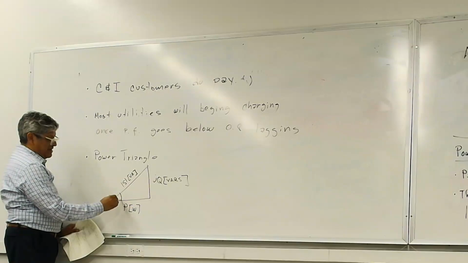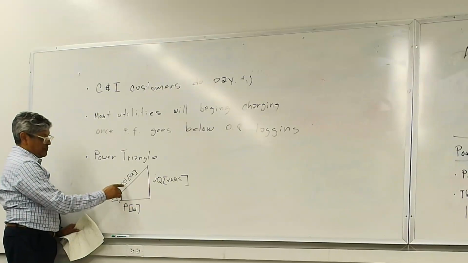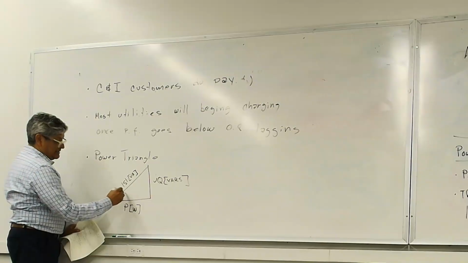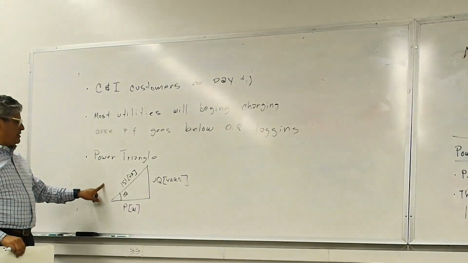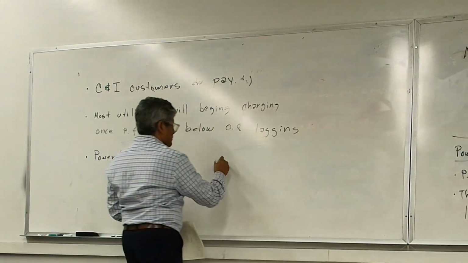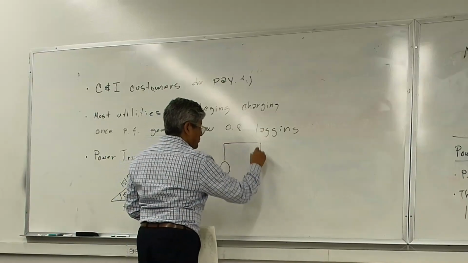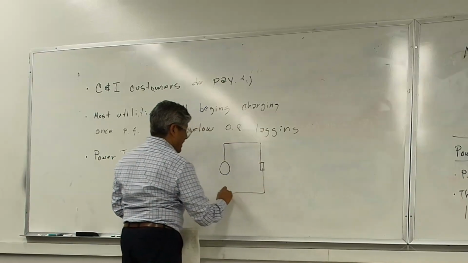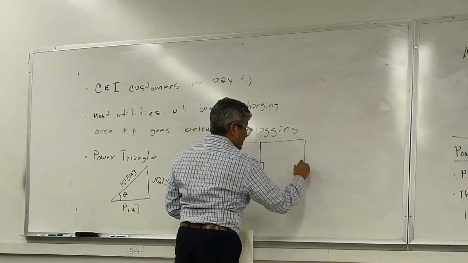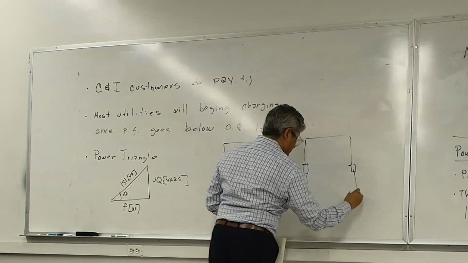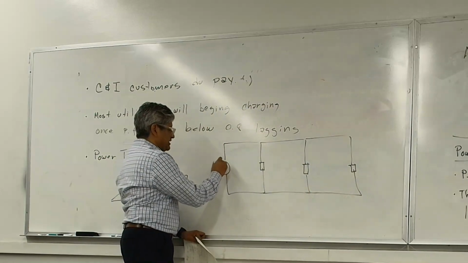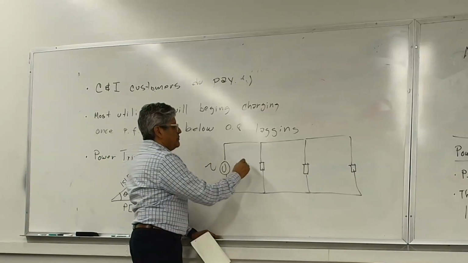And then this angle between the real power and the apparent power magnitude is theta, which is the angle between the voltage and current. So they kind of repeat. That's the power triangle. So we'll do this numerically. You can have a circuit or a system feeding, say, 3 loads. This is the utility.